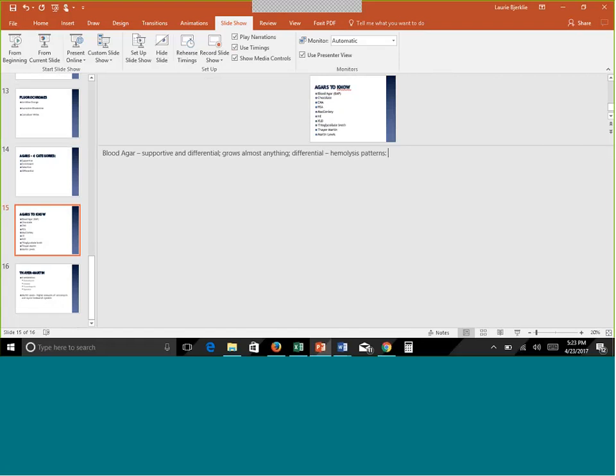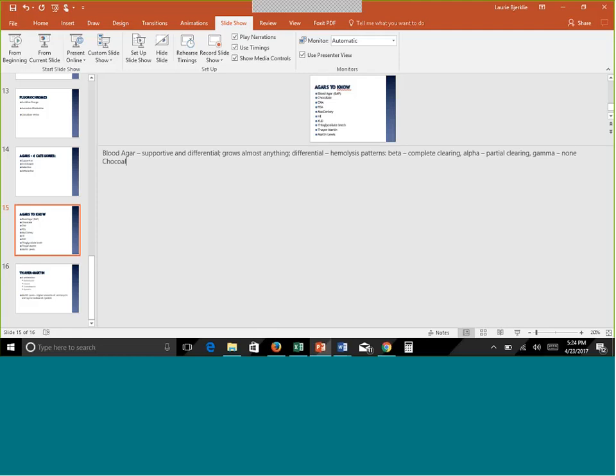So let's remember, beta hemolysis is a complete clearing. That's the one that kind of looks like a halo. I hope some of you guys have been able to see a few of these. If not yet, you will soon. Alpha hemolysis is a partial clearing. That's the one that kind of has that green hue to it. And then gamma is nothing. It has no hemolysis. So that's everything you need to know about a blood agar plate. So supportive and differential pretty much grows everything, and then remembering what each of those hemolysis patterns are.